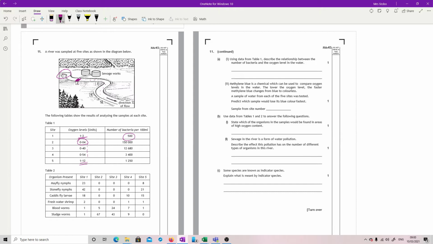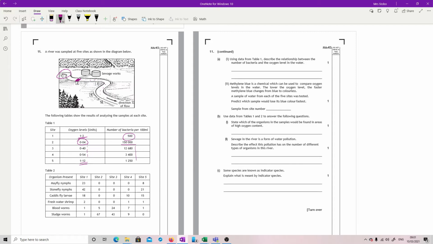At site 1, the number of bacteria is 500 bacteria per 100 mils of water, which is not particularly high. But at site 2, it's 150,000 bacteria per 100 ml of water. This is massively jumped up. That's because you've put in a pollution, which is basically just food for bacteria and fungi. This is decomposer food. So they've shot up in numbers, and then it's gone back down again because we've got less and less of it around. That's what table 1 is telling you.